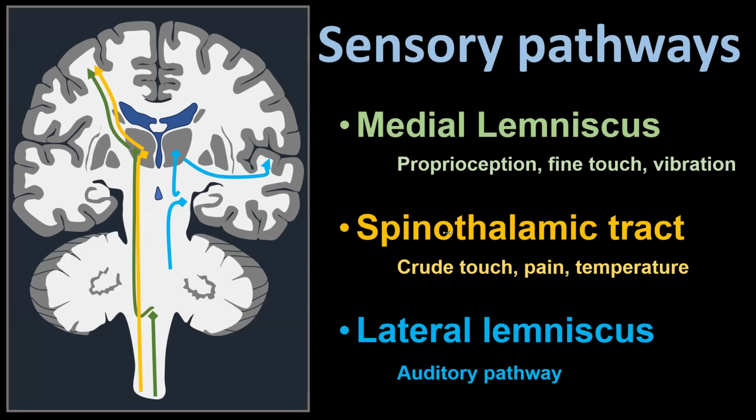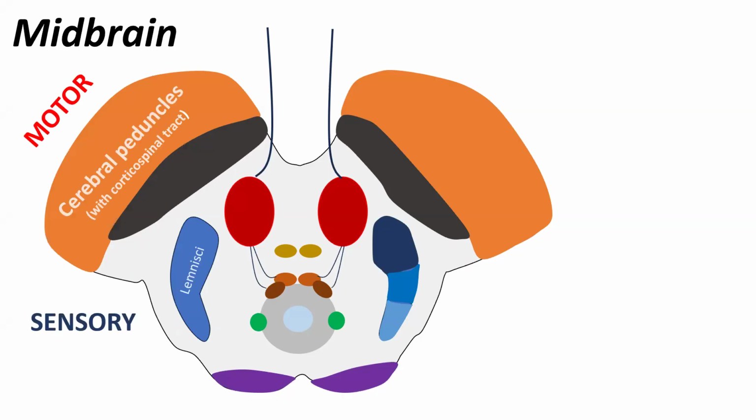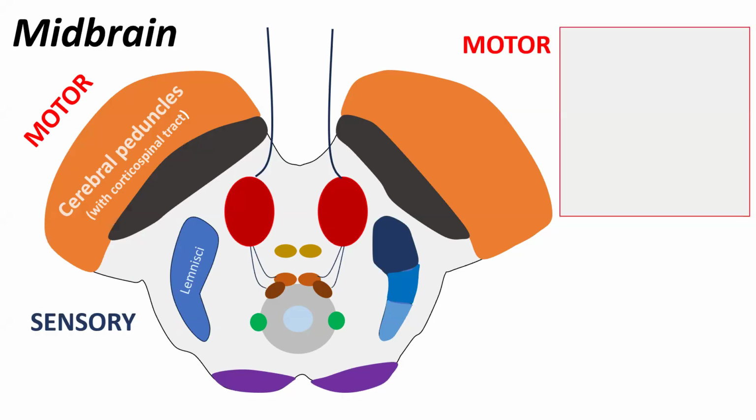Okay, so medial lemniscus, spinothalamic tract, and lateral lemniscus. Where are those pathways located in the brainstem? I made these diagrams, it took me a lot of work to illustrate them. So motor pathways are located in the bases. So in the midbrain, we will find motor pathways in the cerebral peduncles. Sensory pathways will be located in the lemnisci and the midbrain tegmentum.